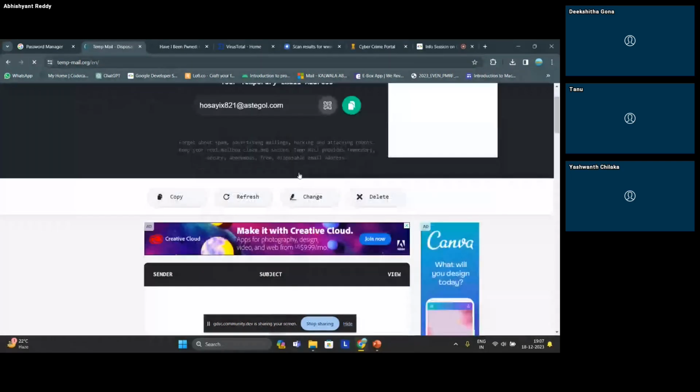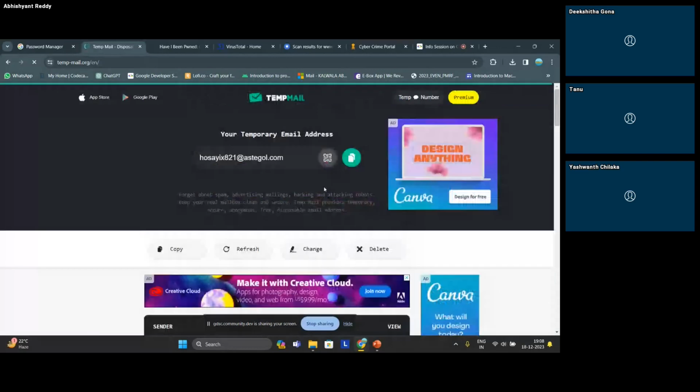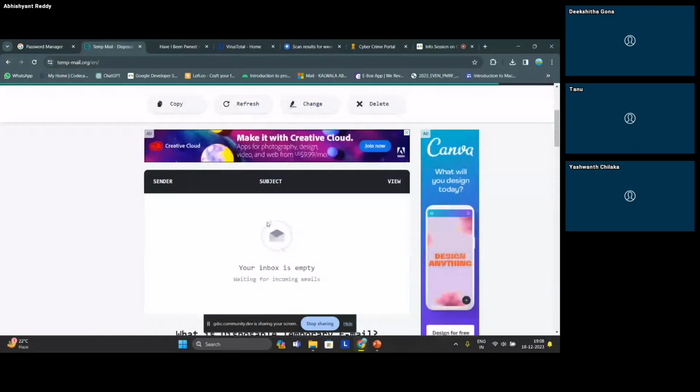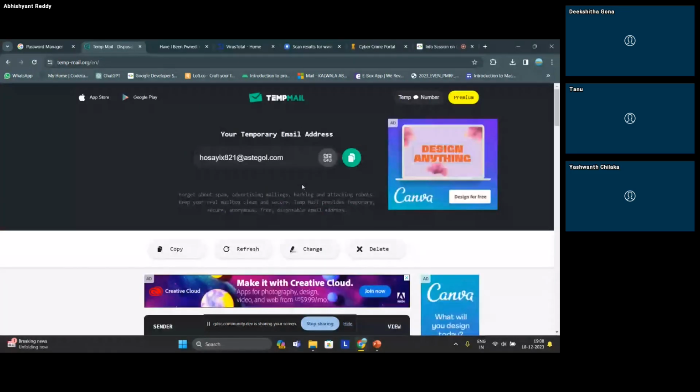You have an inbox. If there are any OTPs which you have to fill in, you'll just get them. So it's one-time use, right? You just log into that website, get your work done, and that's it. There's no spam, nothing. And make sure that you don't use this to send any personal information. It's not a very secure one to share personal information. But for sites, it's very good.